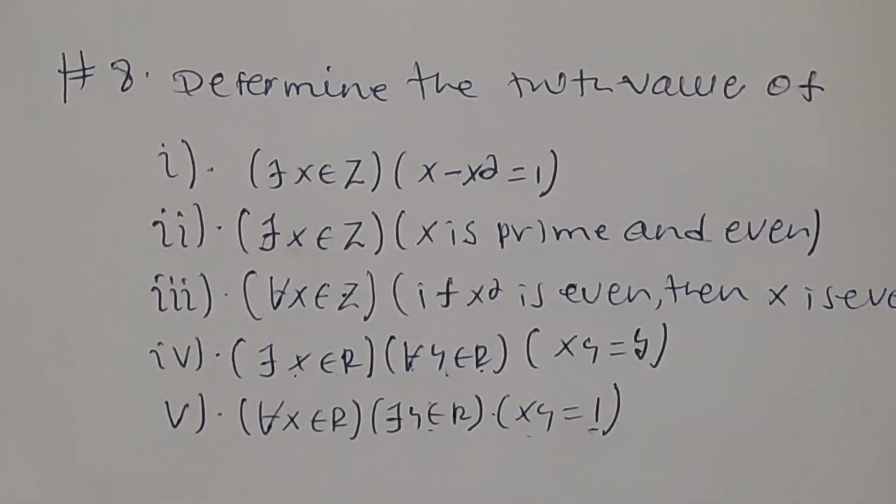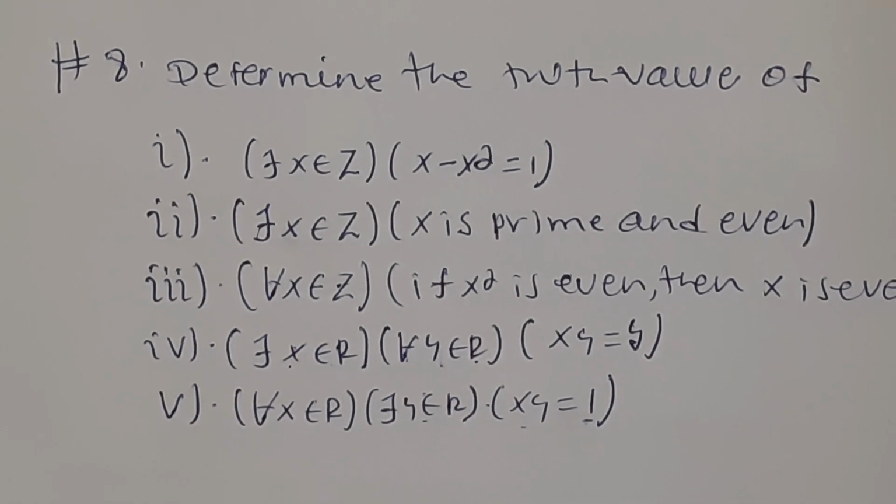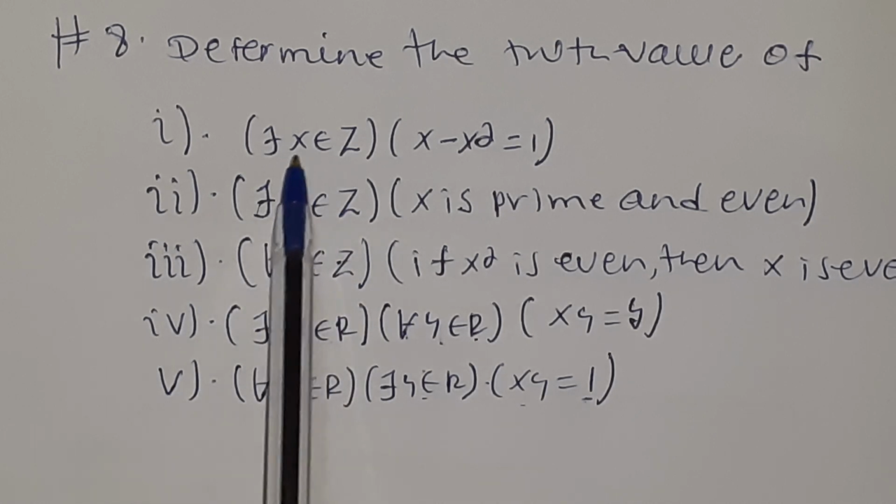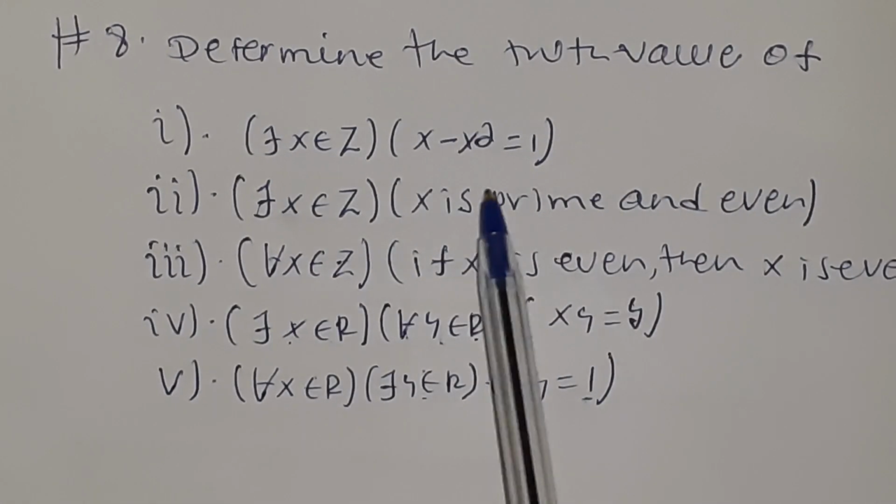The next question will be question number 8. That is this one, again on quantifiers. It says determine the truth values of the following. We have about 5 questions here. If we start from the first one, we are given that there exists x, an element of the integers, such that x minus x squared is equal to 1, or there exists at least one integer x that can satisfy this condition.